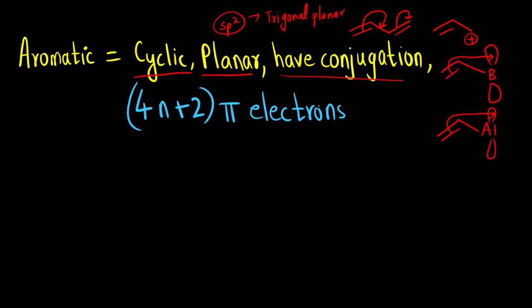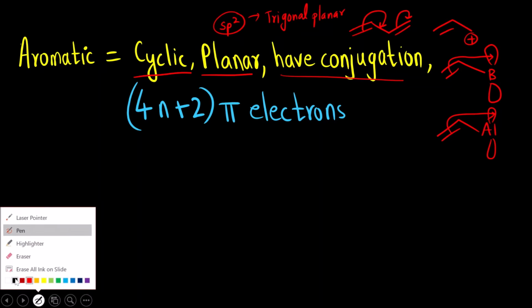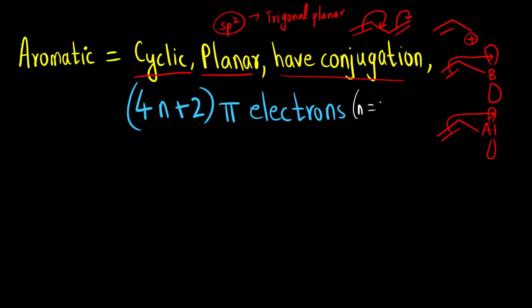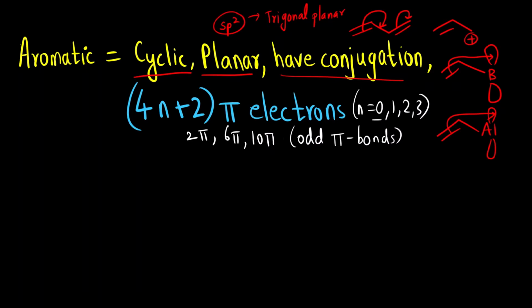Then it should have 4n plus 2 pi electrons. What is n? n is any number: 0, 1, 2, 3. Substitute n equal to 0, you get 2 pi electrons. For n equal to 1, 4 ones are 4 plus 2, 6 pi electrons. If you substitute n equal to 2, 4 twos are 8 plus 2, 10 electrons, and so on. We had seen in the video on aromaticity a shortcut: count the number of pi bonds. If there is an odd number of pi bonds, then it is going to be aromatic.